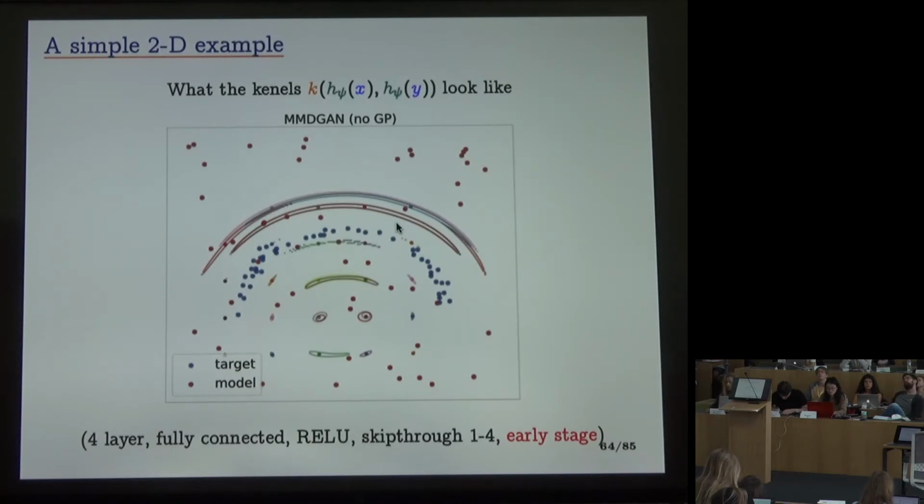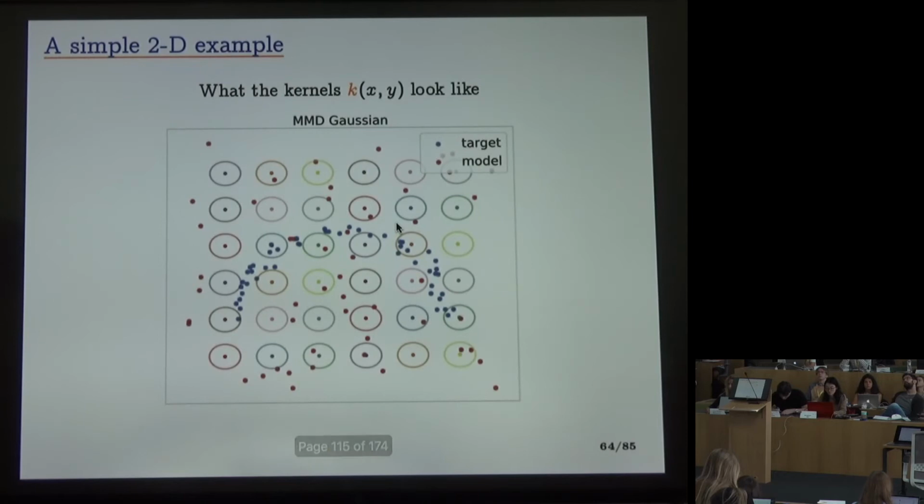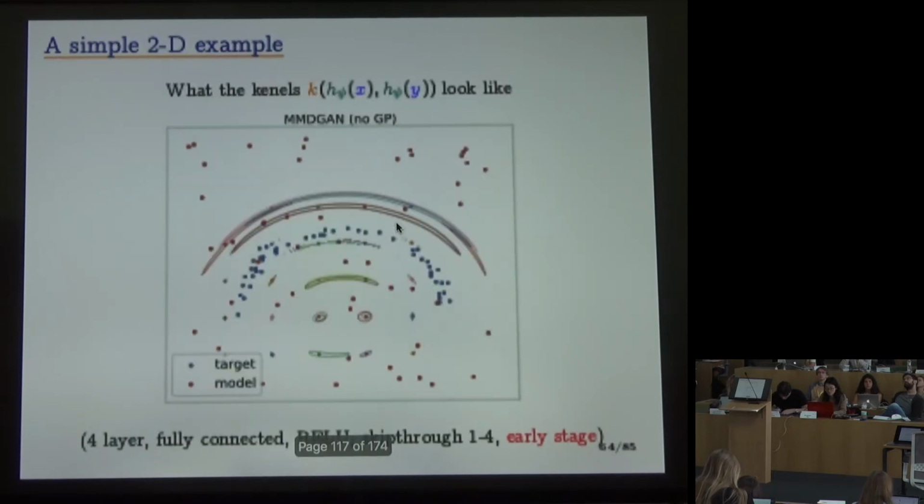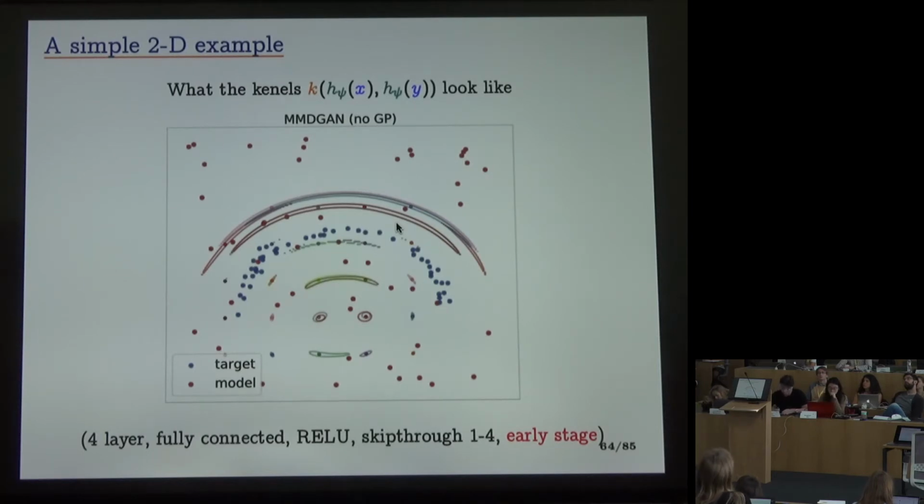So, compare these kernel shapes to the kernel shapes here. You can see by maximizing my MMD just how badly I've distorted my witness function. So this is not a helpful witness function. Is that clear, or are there questions about this? Yep.